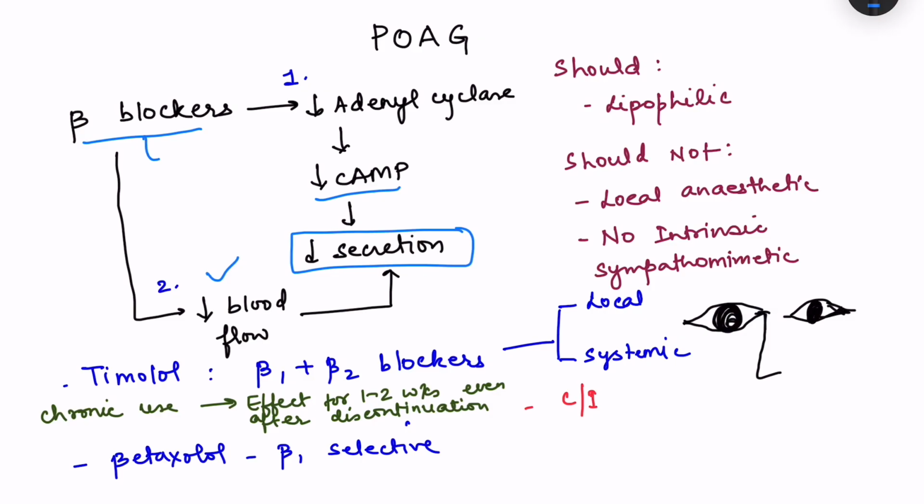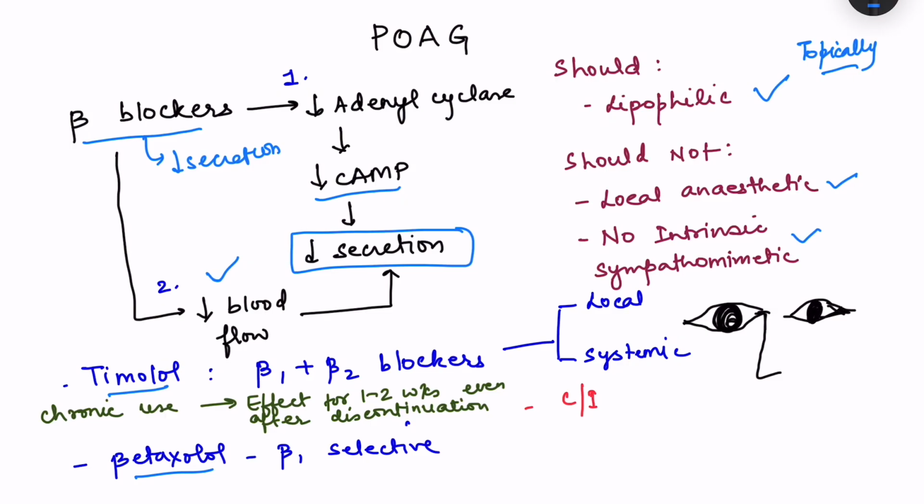So, beta blockers, how do they act? They decrease the secretion of the aqueous humor. The drugs which we want should be lipophilic because they are given topically, so they should cross the cornea barrier and enter into the eye. And they should not have local anesthetic action, because we should not keep the eye anesthetized. It can be dangerous. It can lead to ulcer in the cornea. Then they should not have any intrinsic sympathomimetic activity. So the drugs which can be used are timolol and betaxolol.